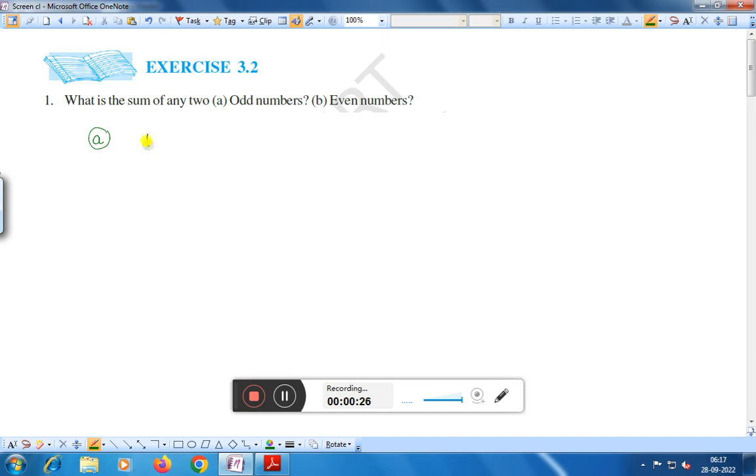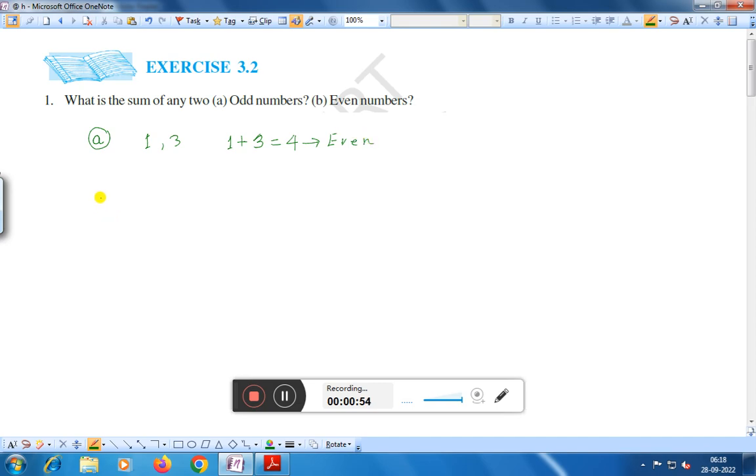Suppose 1 and another is 3. If we add the numbers, we are getting 1 plus 3, which is 4, an even number. You see, this is an even number, right? That means if we add two odd numbers, we will get an even number.